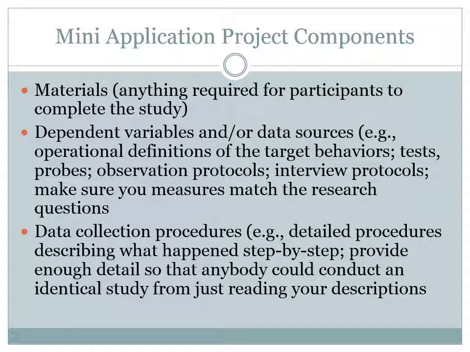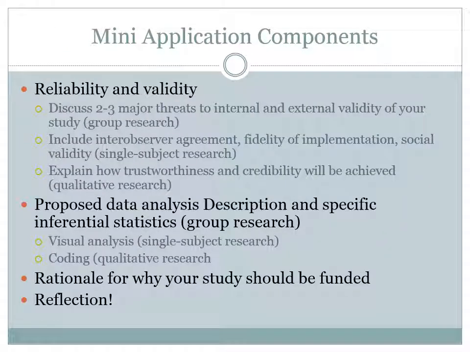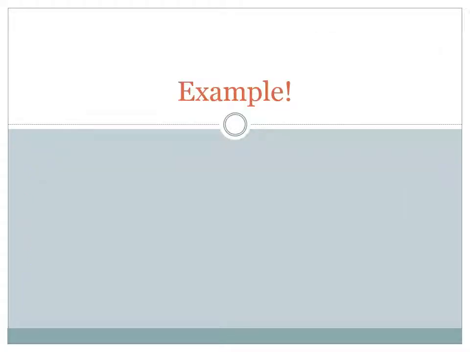We also want to include materials, so anything required for the participants to complete the study, as well as dependent variables and data sources and data collection procedures. Also, we're going to discuss reliability and validity, proposed data analysis, and rationale for why your study should be funded, and a reflection section. So now let's take a look at an example.